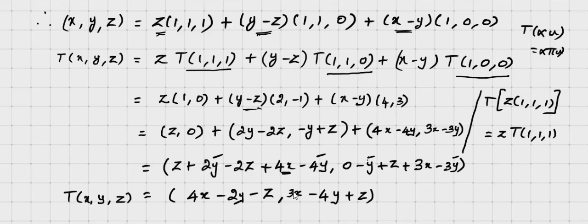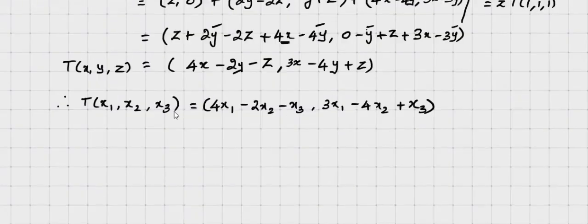See, in the question they have asked you t of x1, x2, x3. It doesn't matter. Now you can change x as x1 and y as x2 and z as x3. By changing that, you will get t of x1, x2, x3 equals 4x1 minus 2x2 minus x3, 3x1 minus 4x2 plus x3. So this is the general formula we have derived. We should verify this. How can we verify whether this result is correct or not?